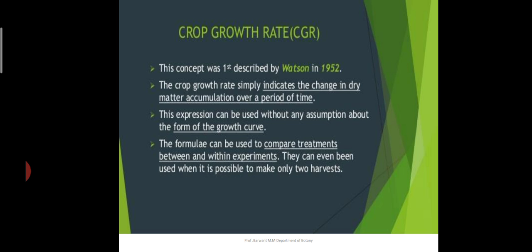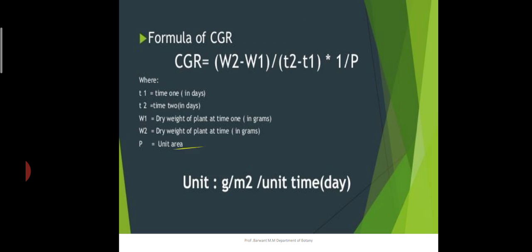These definitions or concepts were given by Watson in 1952. Crop growth rate indicates simply the changes in dry matter accumulation over a period of time. This expression can be used without any assumption about the form of the growth curve. The formula can be used to compare treatments between and within experiments. It can even be used when it is possible to make only two harvests.